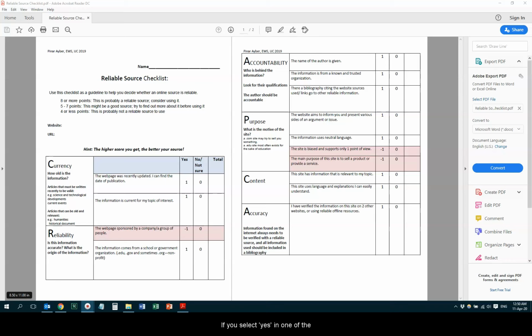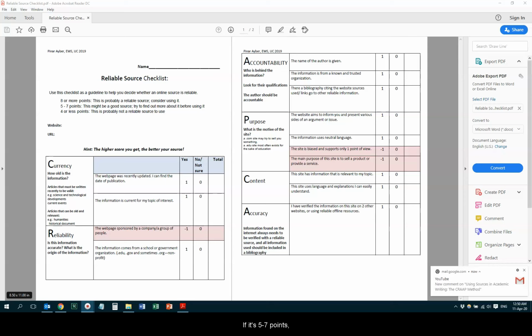If you select yes in one of the squares that is red, you will actually be subtracting 1 point. So pay attention to that. Now if you go back to the top of the first page, you'll see the scores. If your source gets 8 or more points, then it's probably a reliable source and you should consider using it.